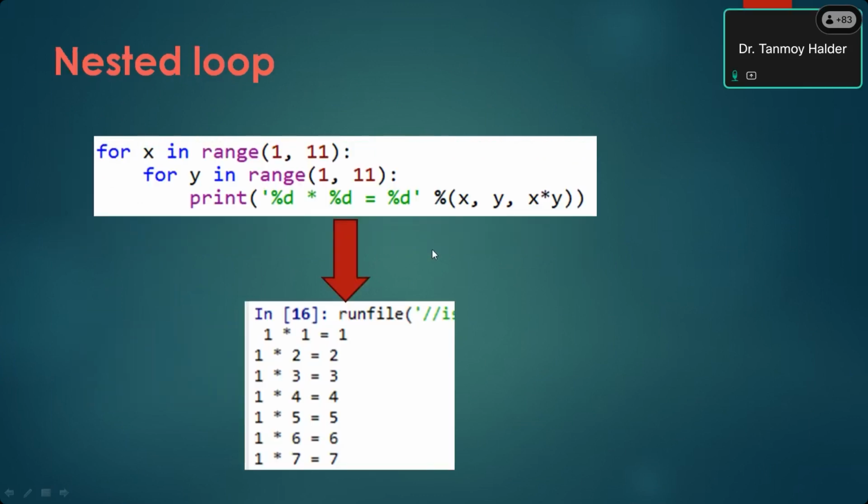One example of a nested loop, I have included it to show the concept of indent. As I told you, maximum errors come from indent. So for x in range, this is the first for loop, then there is another for loop within it. This is the nested for loop. Just look at the indent I have followed. First I have given one indent, then again for the second for loop I have used another indent. That means the print statement is under the second for loop, for y.